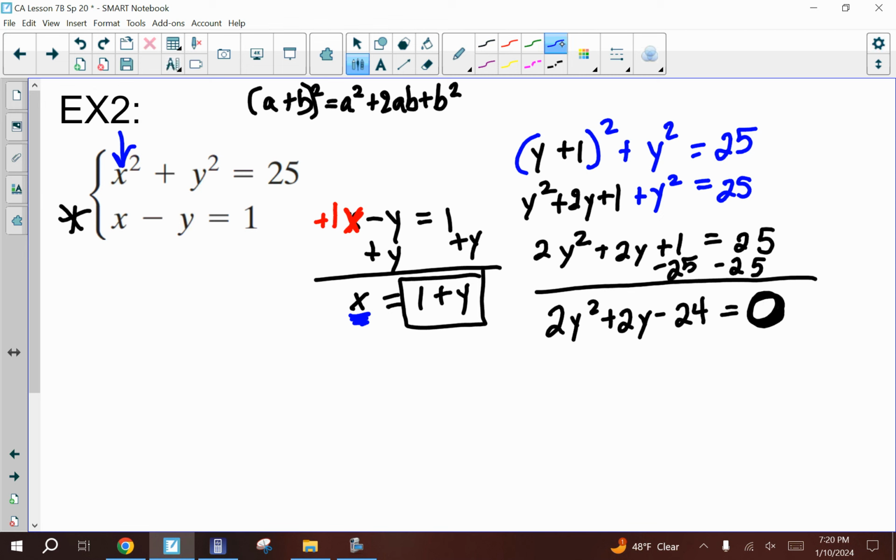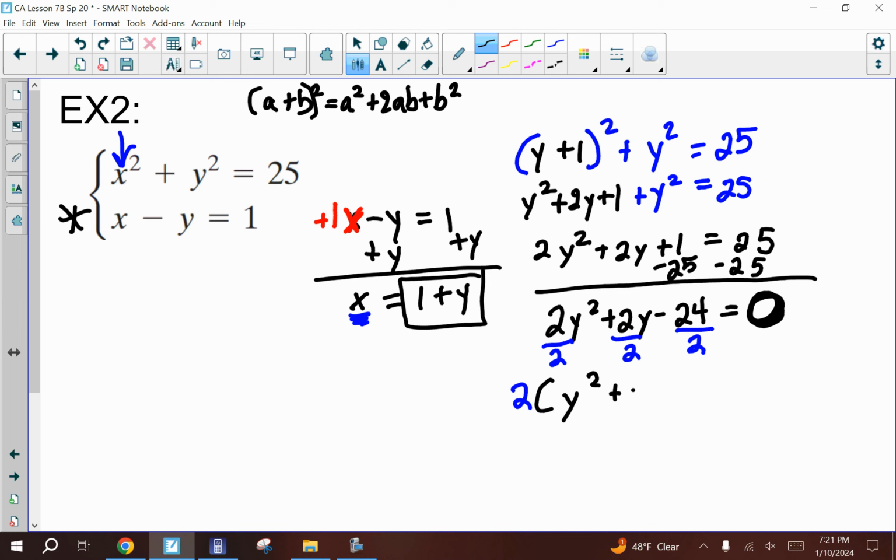Okay. Now in this question, you're going to notice this has this 2 out in front. I want you to also notice that all three terms are even. So that means it's the GCF. You can just divide out the 2. That's going to make our life a whole lot easier. So now this is a simple ABC.